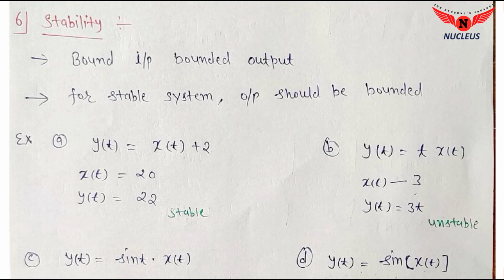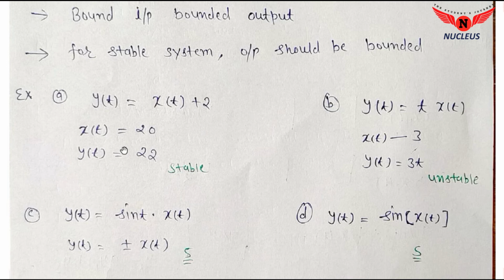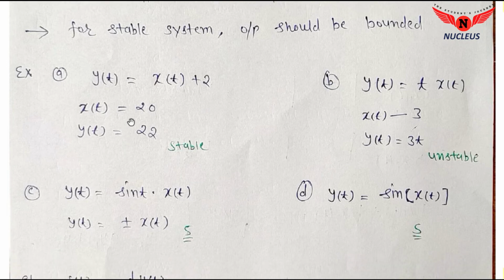Next property is stability. BIBO stability: bounded input, bounded output. When you give a bounded input, you should get a bounded output, and for stability of a system, the output should be bounded. Okay, let's take an example. y(t) = x(t) + 2. When our input is bounded, let's take x(t) equal to 20, y(t) is also a finite value, or we get a bounded output. So this system is stable.